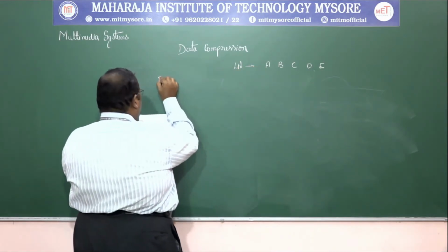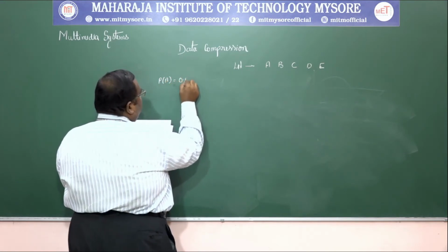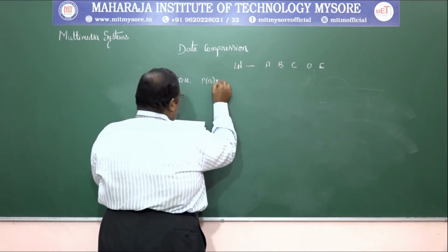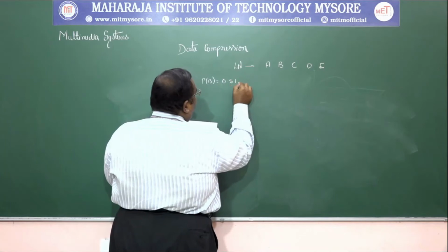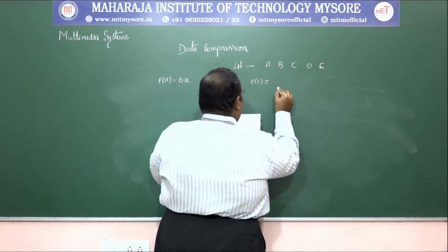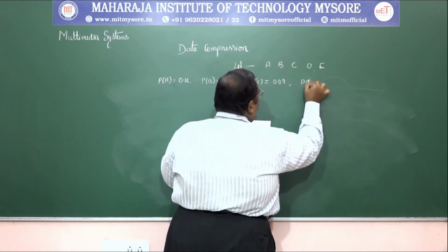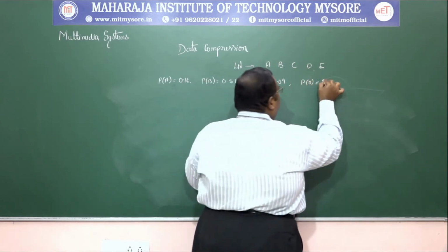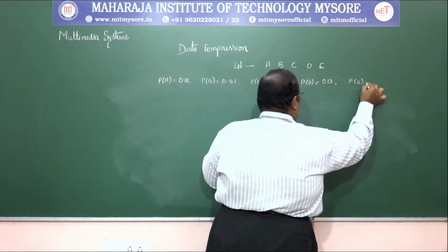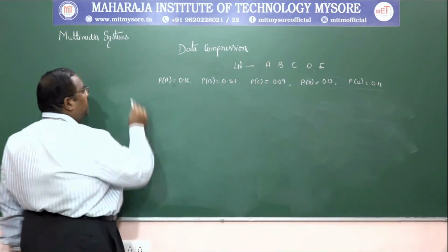What is the probability of A? It is represented as P of A is equal to 0.16. The probability of B is equal to 0.51. The probability of C is equal to 0.09. Then the probability of D is equal to 0.13. The probability of E is equal to 0.11. Okay, this is given.